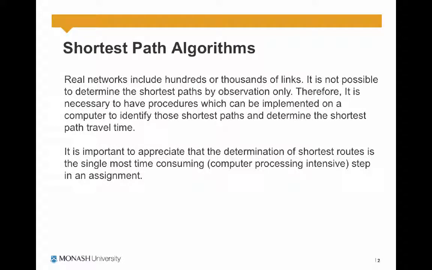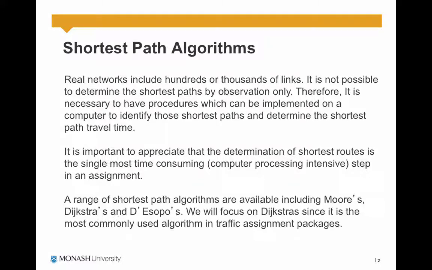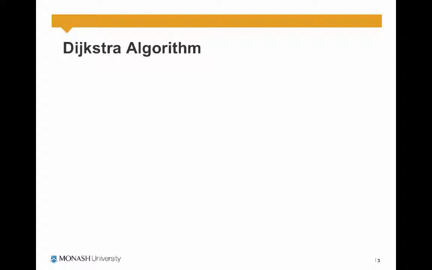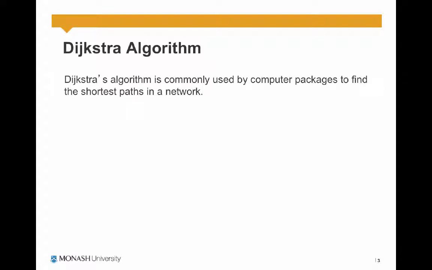So what is noteworthy is that determination of the shortest path is the single most time-consuming or computationally intensive step in traffic assignments. There are a range of shortest path algorithms available, including Moore's, Dijkstra, and D'Esopo-Pape algorithms. In this lecture, we will focus on Dijkstra's algorithm since it is the most commonly used algorithm in traffic assignment packages. So the Dijkstra's algorithm, as I said, is the widely used method in different computer packages, whether commercial or non-commercial. It's a very commonly used algorithm to find the shortest path.